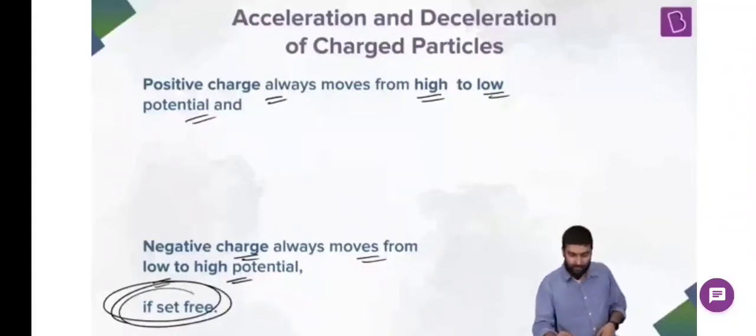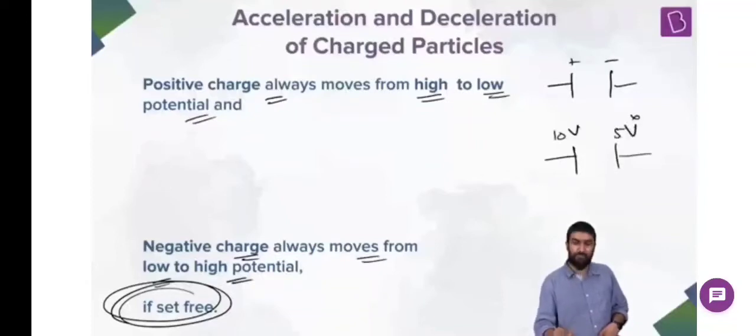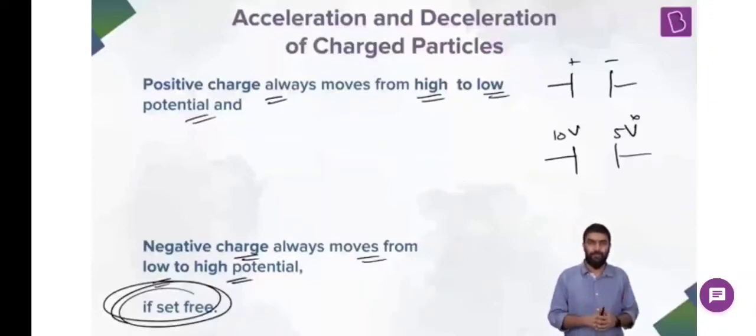Now look, you're not going to be provided with positive and negative. That is not going to happen. You're going to be provided with something like 10 volts, 5 volts, stuff like that. Numbers. So keep this in your mind. Higher value, your brain should read it as positive. Lower value, your brain should read it as negative. And then it's all simple.